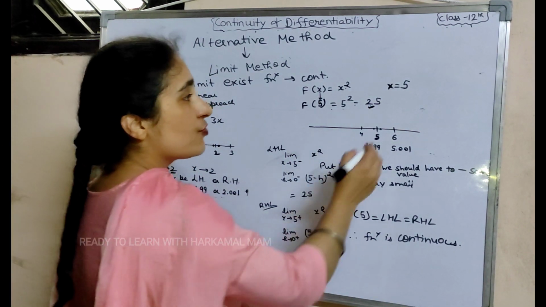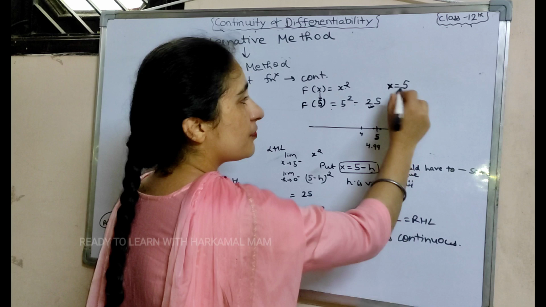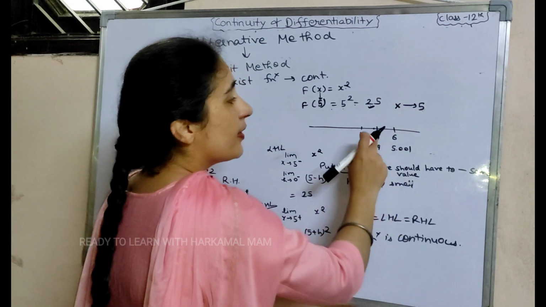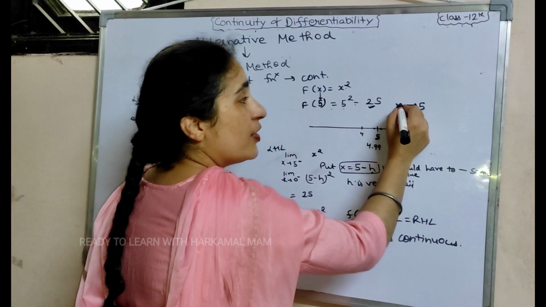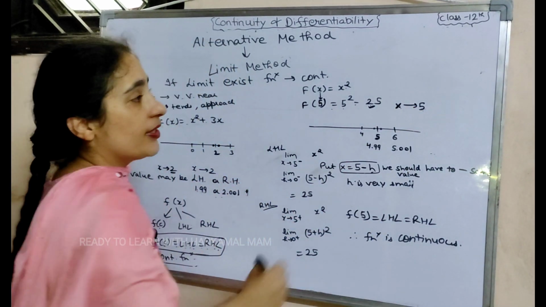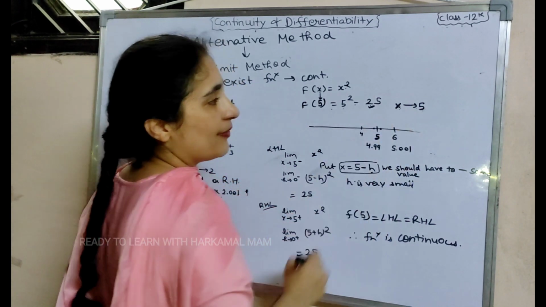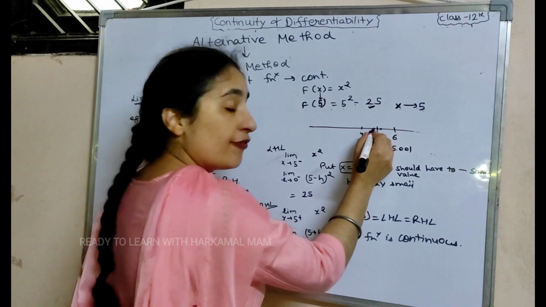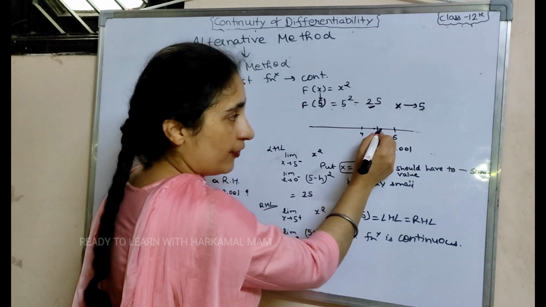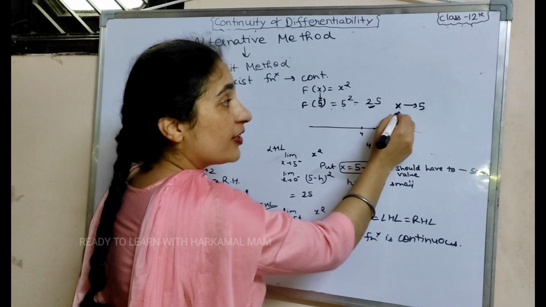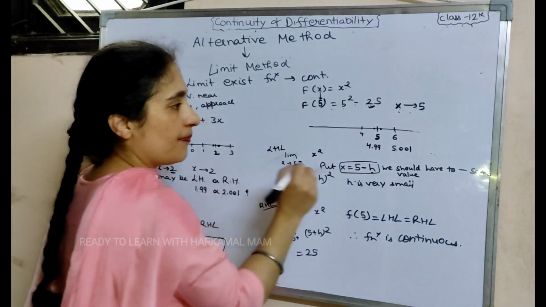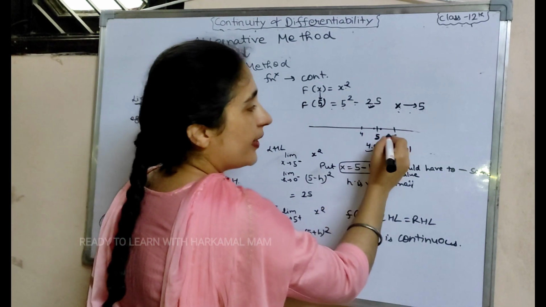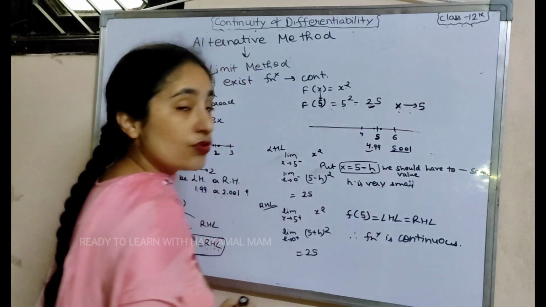So we have to check the continuity of the function at x is equal to 5. It means the value of x is not 5, it means x approaches to 5. The value of x may be in the left of 5 or in the right of 5, but it is very, very near. In the left it may be 4.99, and in the right of 5 it may be 5.001.